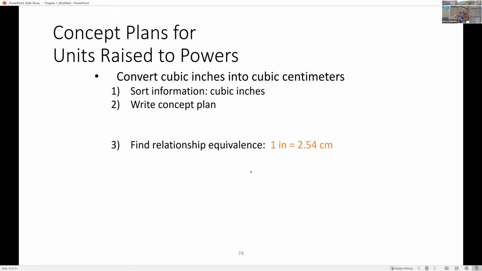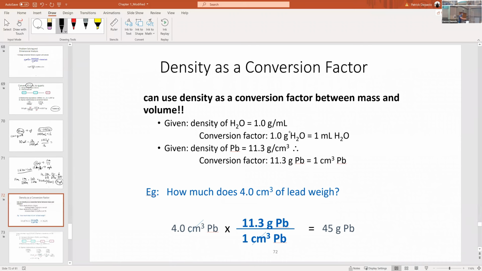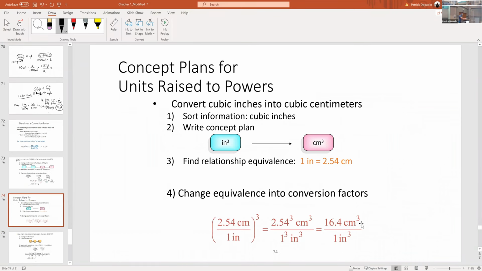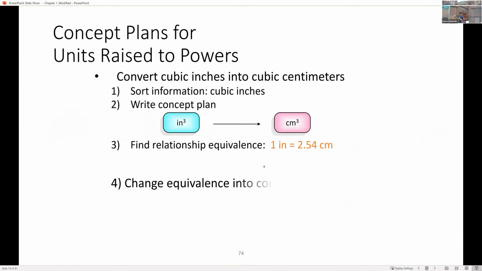Convert cubic inches to cubic centimeters. And you're only given this, that 1 inch equals 2.54 centimeters. So I guess I don't have to write it, it's right there. Well, I do want to explain it though.